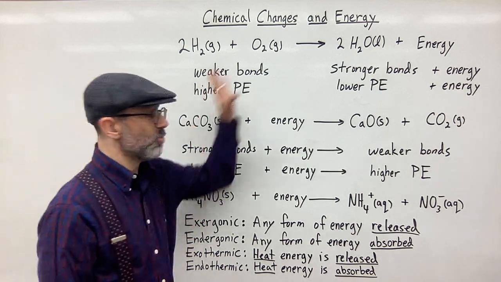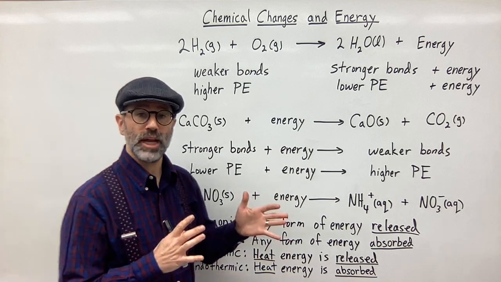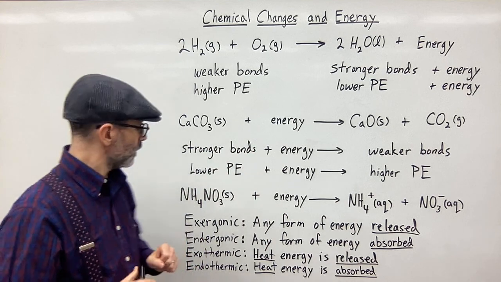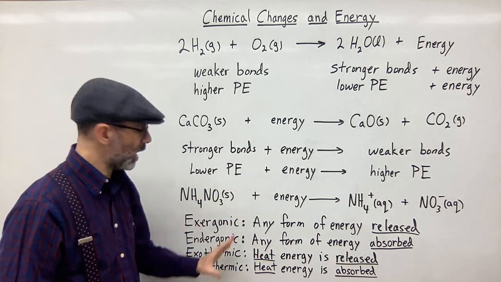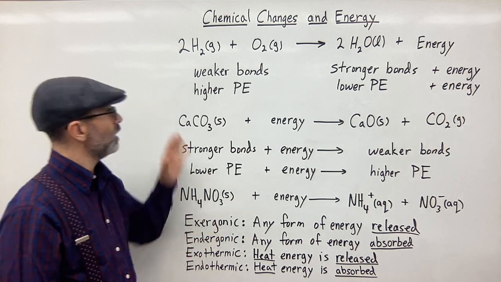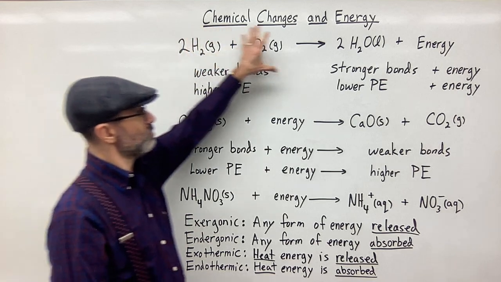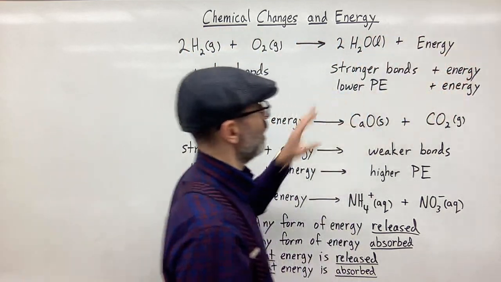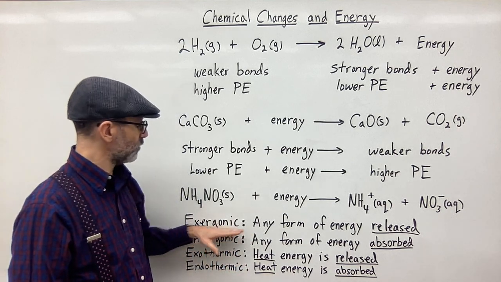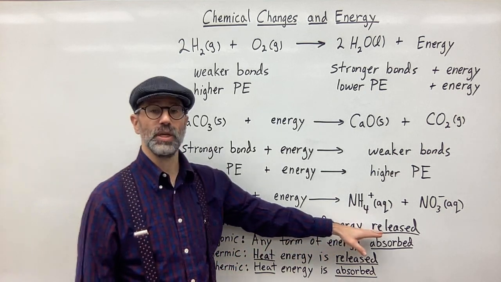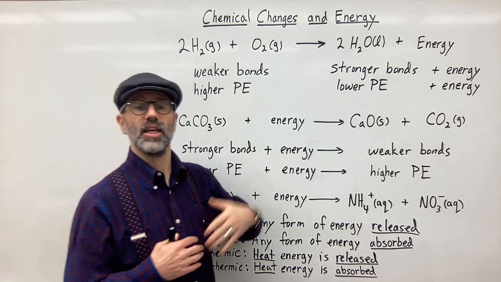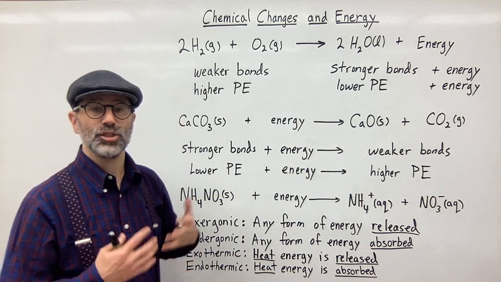Okay, so that's the idea between chemical changes, or I should say the relationship between chemical changes and energy. So let's talk a little bit about terminology here. When I use the term exergonic, for example here, if I'm releasing energy, that would be an exergonic reaction. So exergonic means that any form of energy is being released by the reaction. So if the reaction is giving off energy, that's an exergonic reaction.